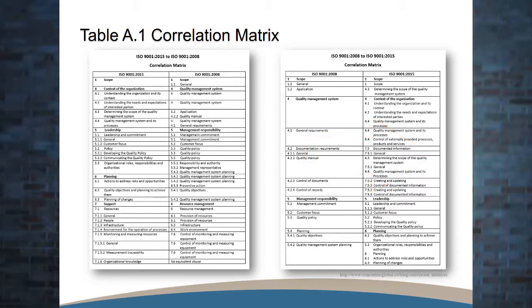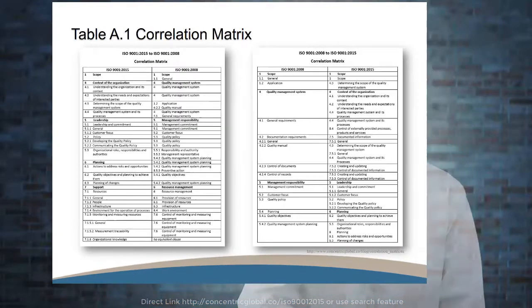Personally, I like the latter version the best because I am still very, very ingrained with regard to the old clause structure and where all the numbering is, and I'm still figuring my way out through the 2015 layout. If you're interested in getting your hands on this correlation matrix, you can go to our website and simply type in correlation matrix and this document will pop up. It's certainly a good companion tool to have alongside your standard.